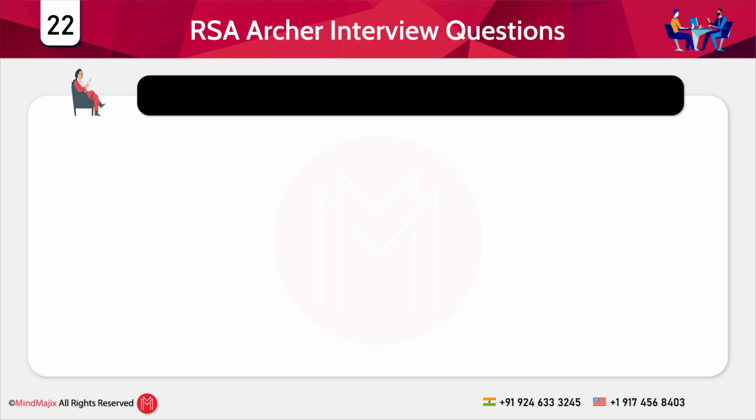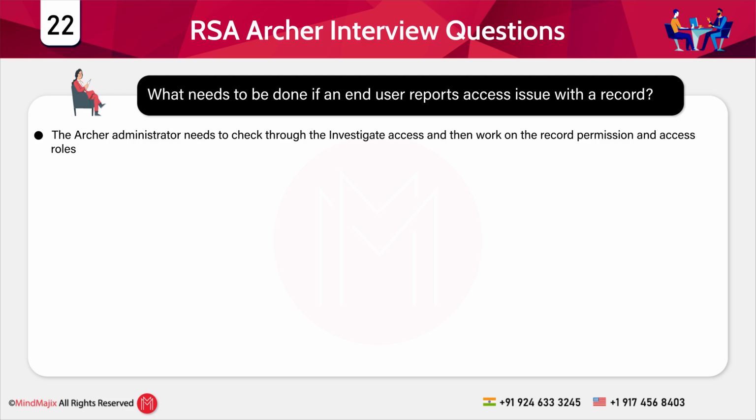Coming to question 22, what needs to be done if an end user reports an access issue with a record? So if there's a user who is saying that he or she is not able to edit the record but is able to read the record, or maybe not able to view the record, in that case you first need to go to Investigate Access. This is a very useful feature which Archer introduced in the 6.x version.